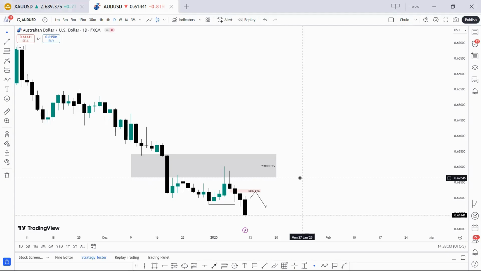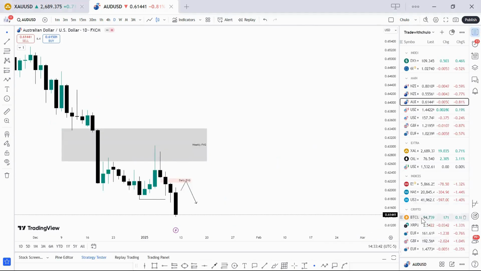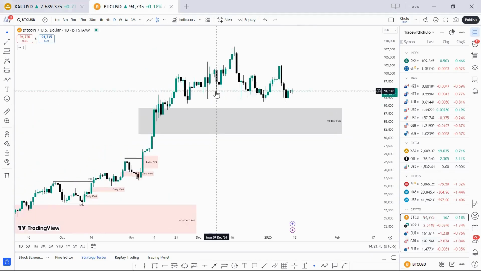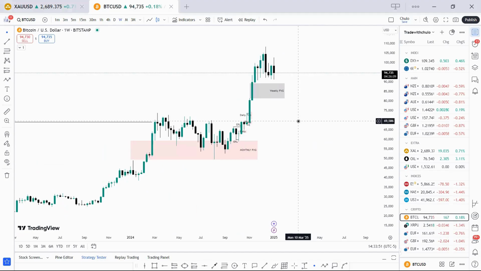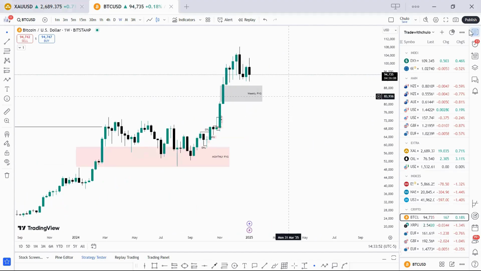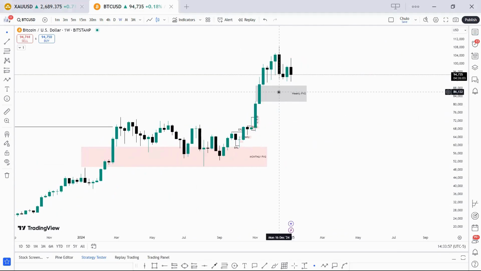You're welcome. Can you check BTC? Okay, here is BTC on the weekly time frame. I'm still expecting BTC to come into my weekly fair value gap and it is yet to do that. Whenever price gets into this weekly fair value gap, I'll start looking for buying opportunities. But for now, nothing for me on BTC.